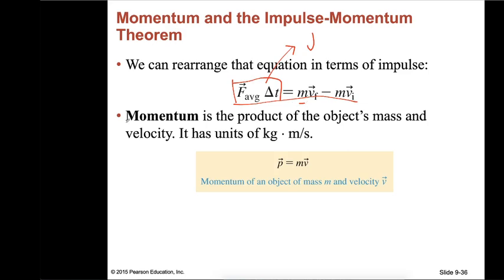And then we can define the momentum to be the product of the object's mass and velocity, which is here, that's the final momentum, and here, that's the initial momentum. It has unit of kilogram times meters per second. So this is the same unit as the impulse unit. Do you remember the unit of impulse? It's the same. And we define this as the momentum. Momentum of an object of mass m is defined as mv, and usually we use p to stand for momentum.